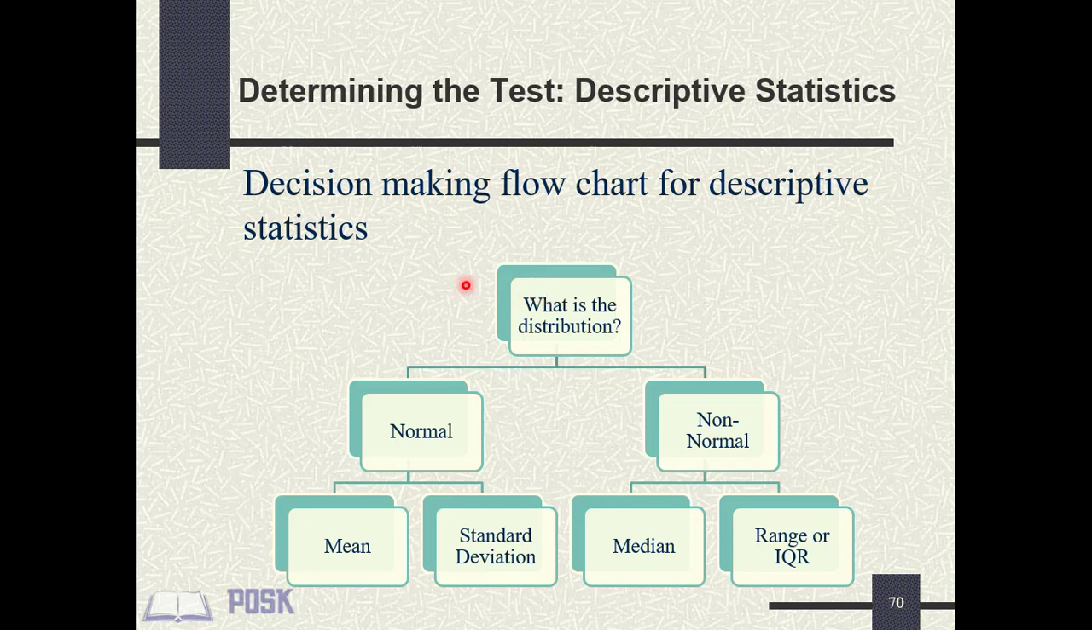The distribution can either be normal or non-normal. For normal distribution, the measure of central tendency to use is the mean, and the measure of dispersion to use is the standard deviation. For the non-normal data, please use the median as the measure of central tendency and the range or the interquartile range as the measure of dispersion.